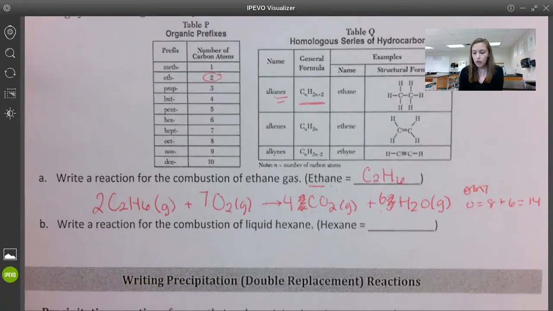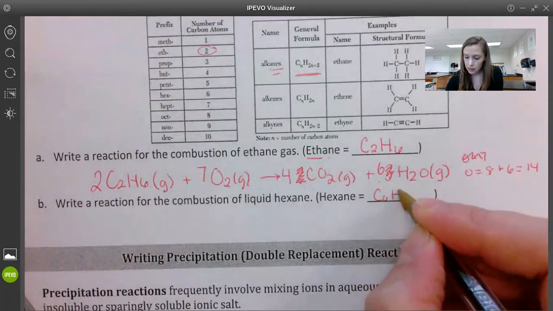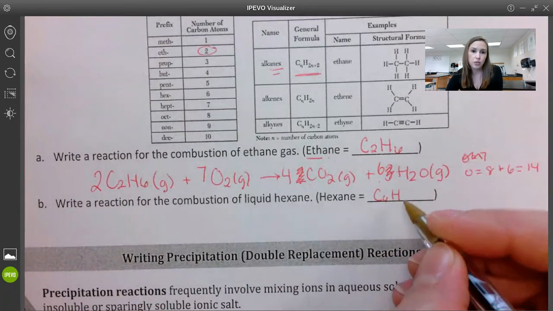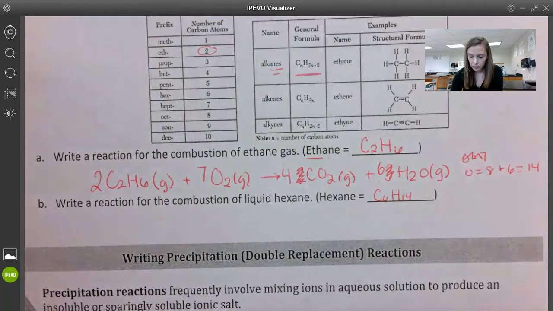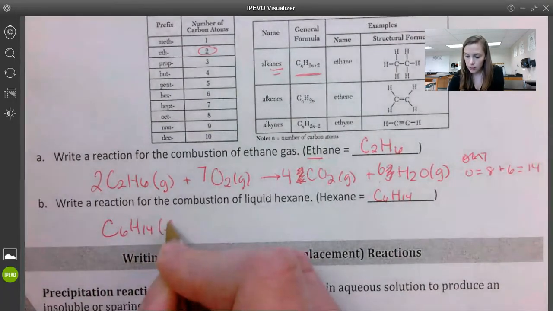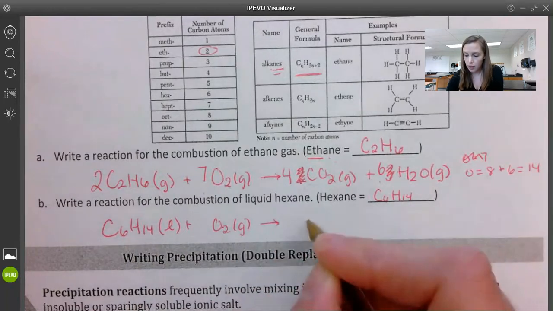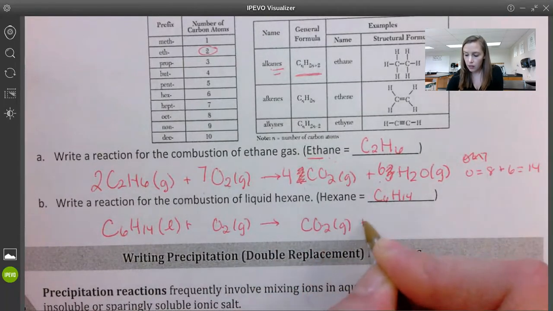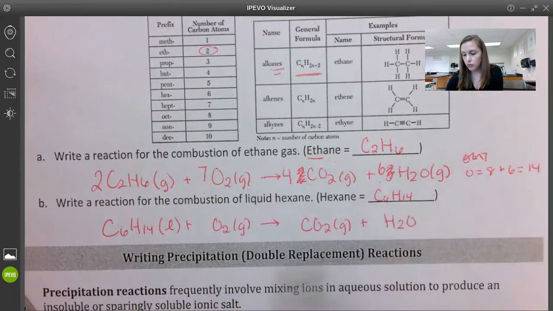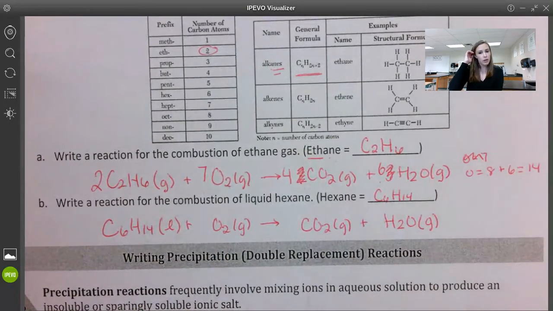So for letter B, we're going to do liquid hexane. So hexane would be C6H, and then 2 times 6 is 12, plus 2 is 14. And then we can go ahead and write out this one. This is liquid. And then again, O2 is always a reactant, and CO2 and water are always going to be our products in a combustion reaction. So pause the video and see if you can actually balance this out on your own.